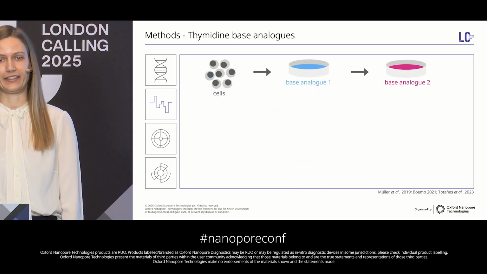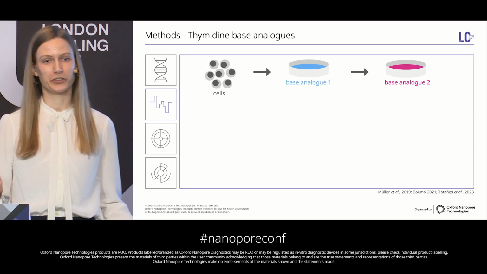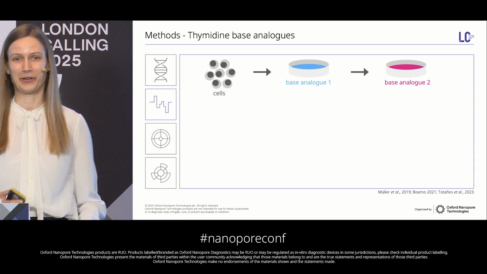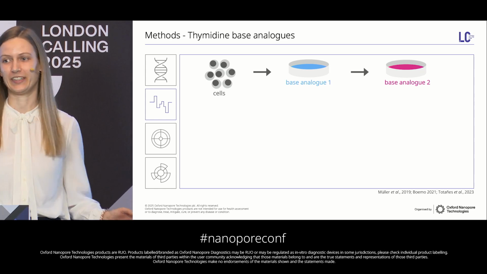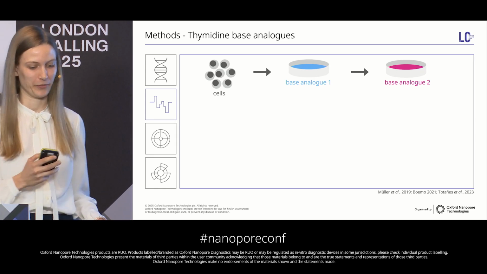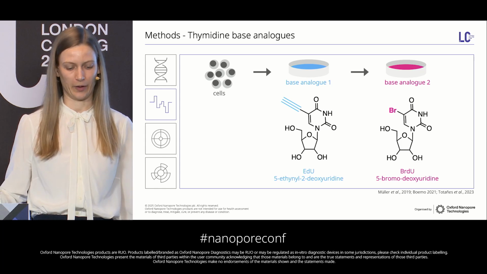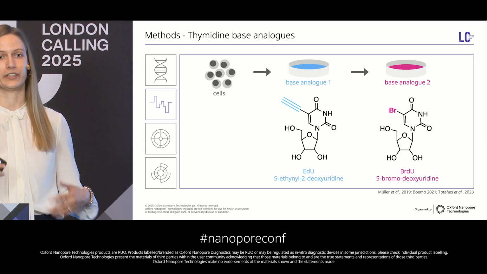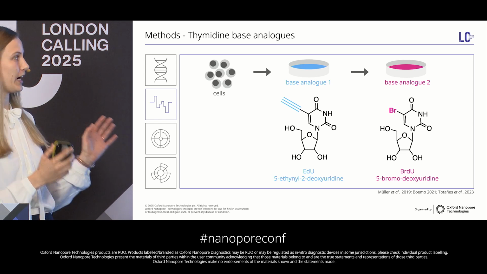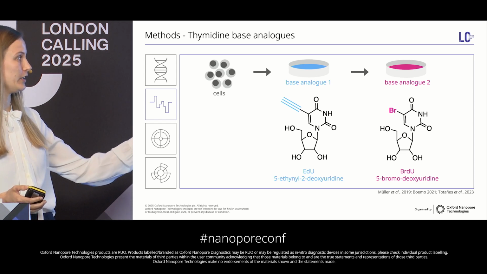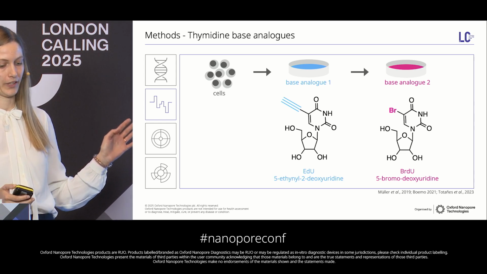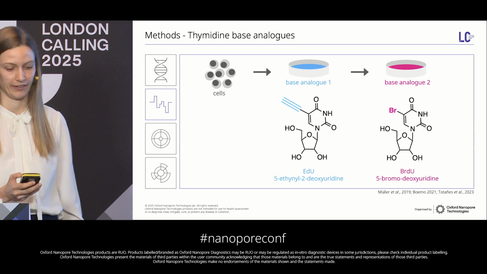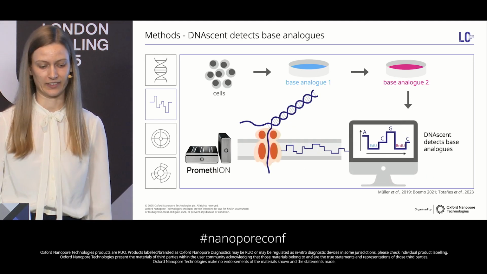So to study DNA replication, we use Oxford Nanopore Technology sequencing slightly differently. We've heard a lot about detecting modifications, and we actually use DNA thymidine base analogues. So these are thymidine analogues that don't naturally occur. We culture the cells first in EdU, which is shown in blue, and then in the second thymidine base analog, which is called BrdU, shown in pink, and then the DNA is sequenced.